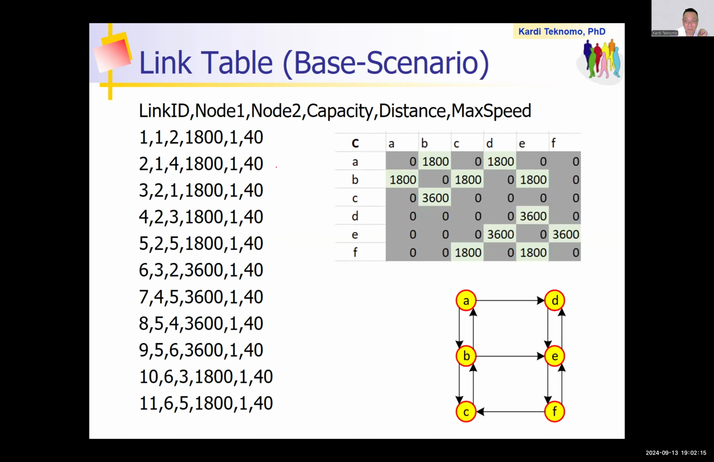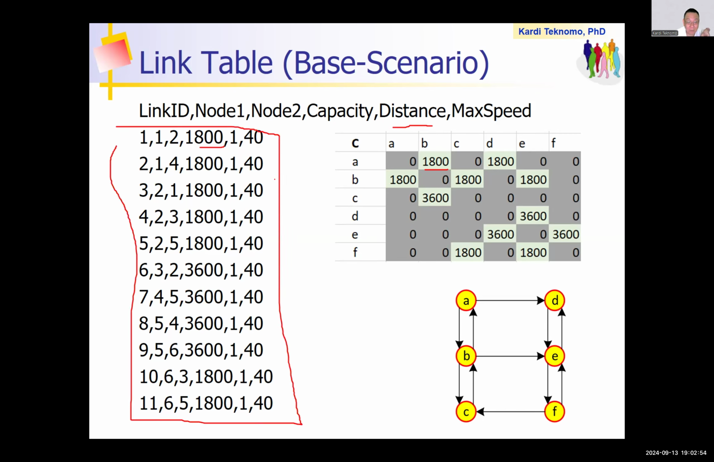So look at the matrix that you have. Link ID is 1, 2, 3 until the whole number of links. This one here means A, and this one, 2, means B. Capacity is exactly this one, 1,800. Distance is the length, here all 1. And then the max speed is all 40. So this is the input data that you need to put.